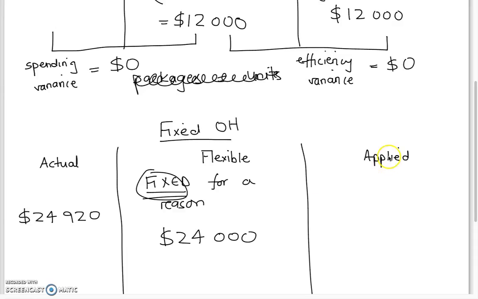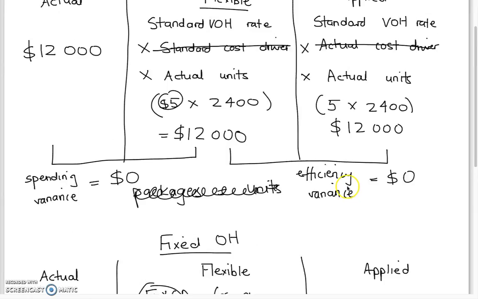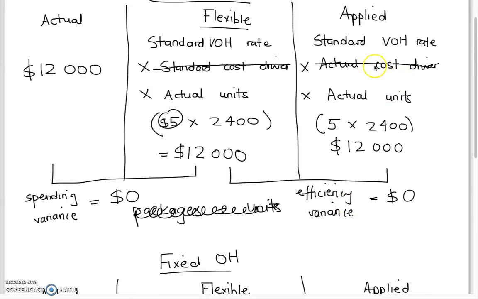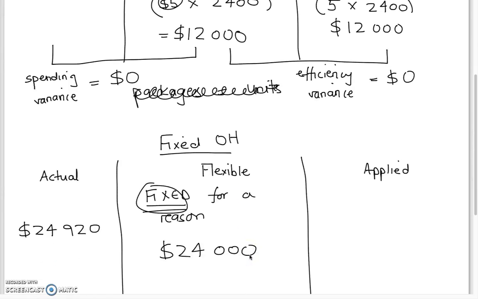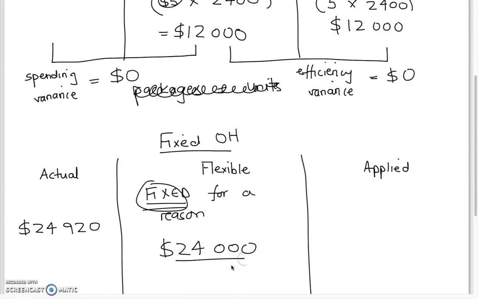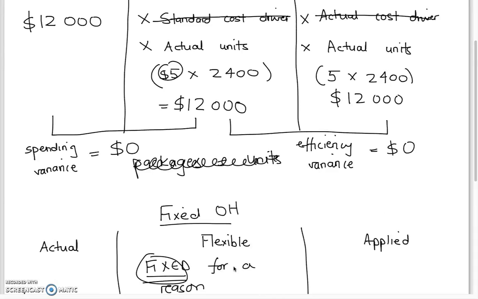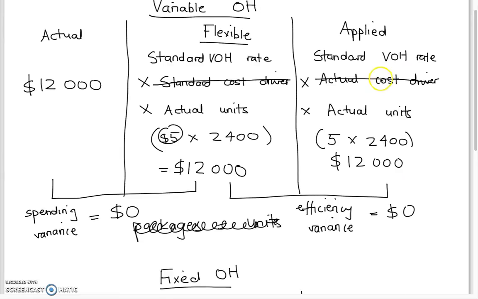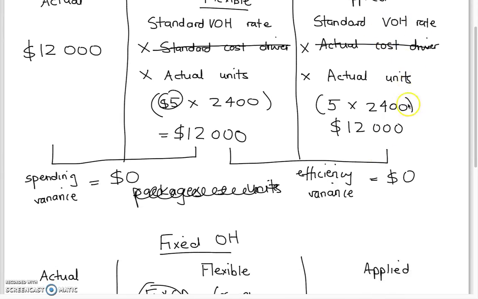So moving on to applied, we're essentially going to be using this formula, because applied is not the same as flexible. Let me explain. It's up to you to apply whatever. Flexible is fixed because this is the truth. This 24,000 is not going to change with the level of activity, but whatever rate you find for your fixed overhead rate, that has to be applied.